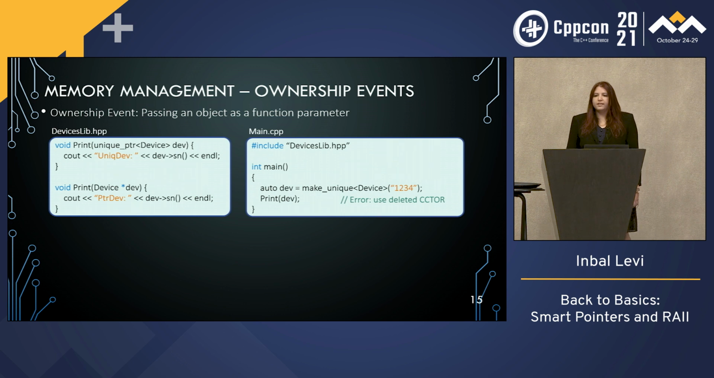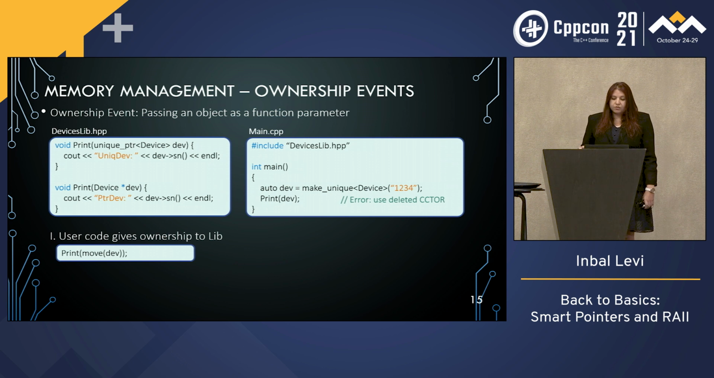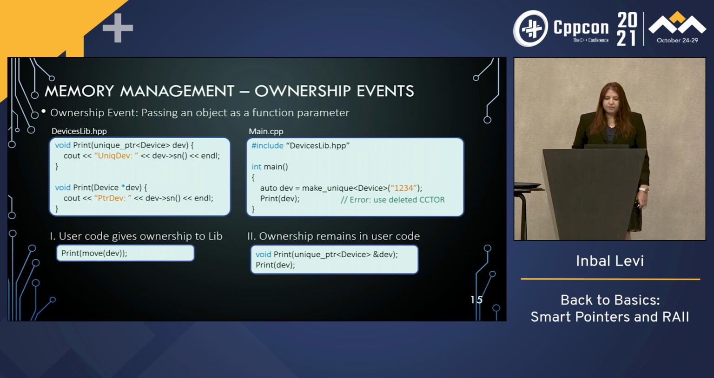So I have two ways to deal with that, and I need to choose between them in a way that represents the ownership that I think my program needs to have. The first way is for the user to give ownership to the library. In that case, instead of calling print, I'll call print with move. I'm giving away my resource. That would work. Another way is to keep the ownership in the user code. So in this example, instead of taking by value, I take it by reference. What I'm trying to say is that this resource stays in my code, the user code, and I want to pass it, but only by reference, so I don't give away my ownership.